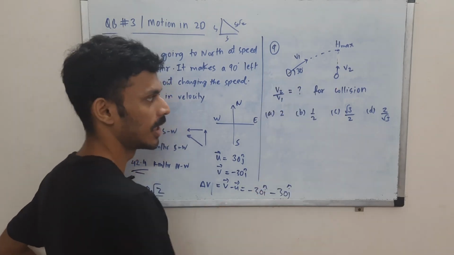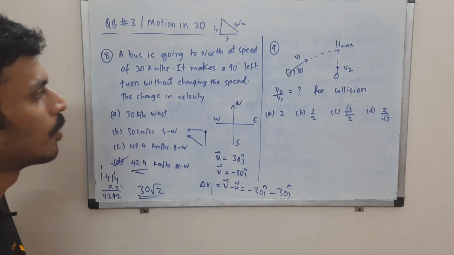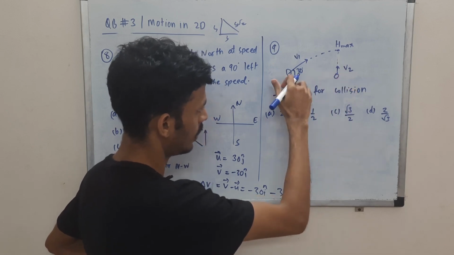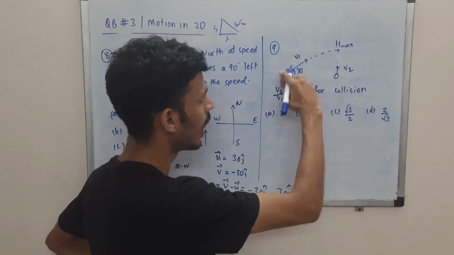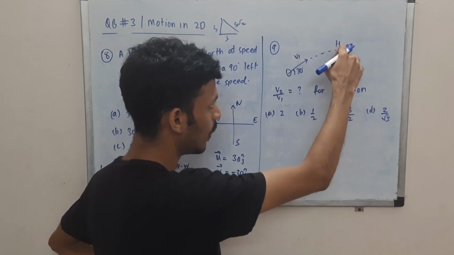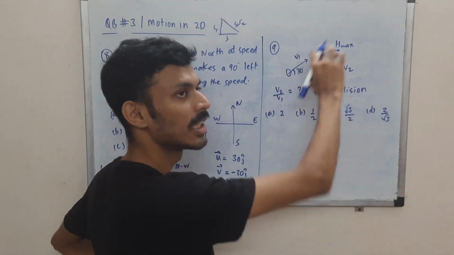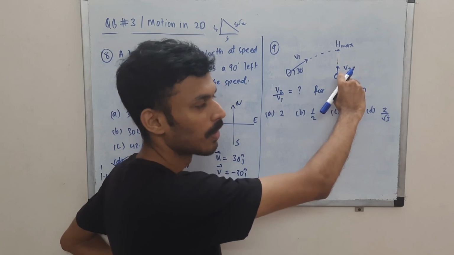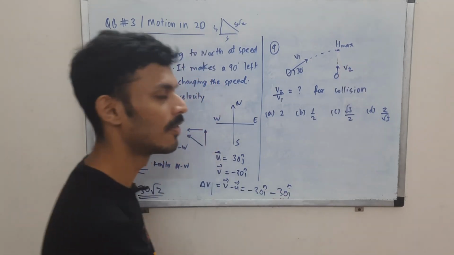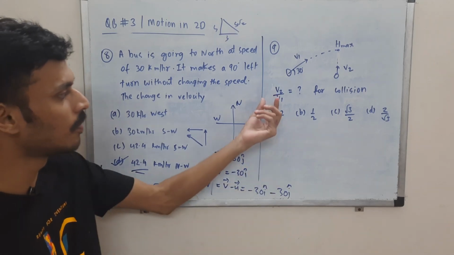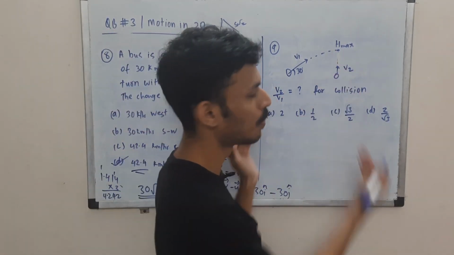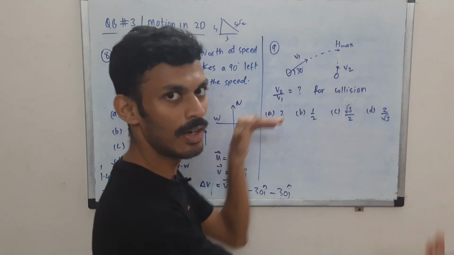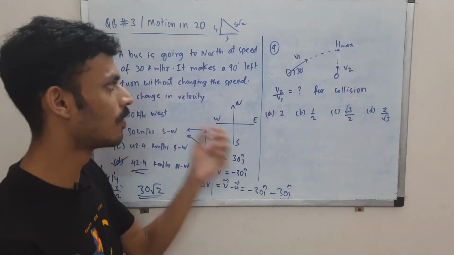So here we have two projectile motions, so it's a case of relative projectile motion. One is launched at an angle of 30 degrees with speed v1, and just below h max, the maximum height this projectile will achieve, we have another projectile launched with a velocity v2. You are supposed to tell the ratio of v1 by v2 so that these two projectiles will collide.